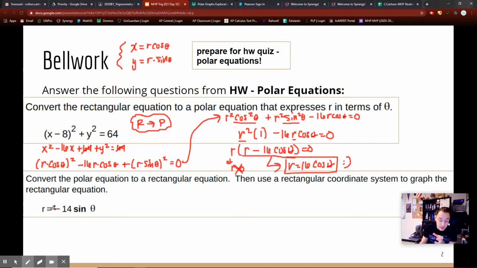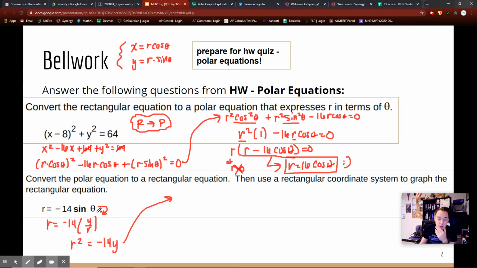But before I actually manipulate it, a good thing for us to do is simply recognize that this sine of theta actually equals y all over r. So I'm going to say r equals negative 14 sine of theta, and sine of theta equals y all over r. Now I'm going to times each side by r so I can get rid of my denominator here. Now I have negative 14 times y. Now what I can do is say, okay, r squared. Fantastic. What is r squared?